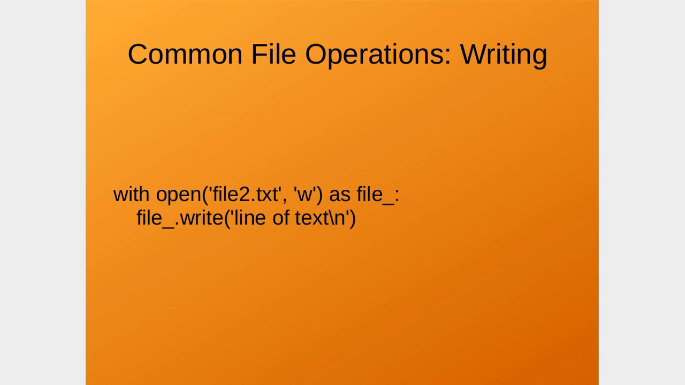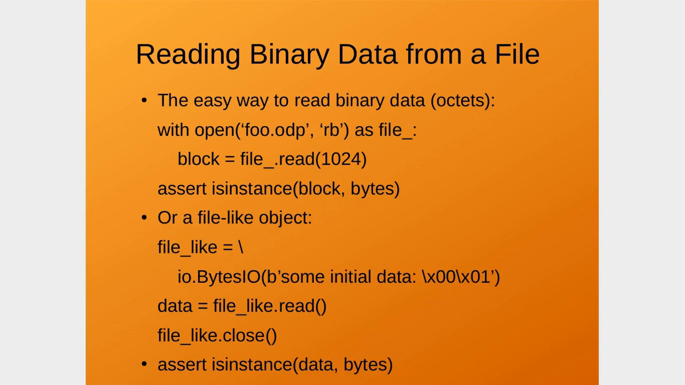You can also write files. This is quite analogous. We're just using "w" instead of "r". Reading binary data from a file. The easiest way to read binary data is to use "rb", where the b stands for binary. And the block that we read is going to be of type bytes.